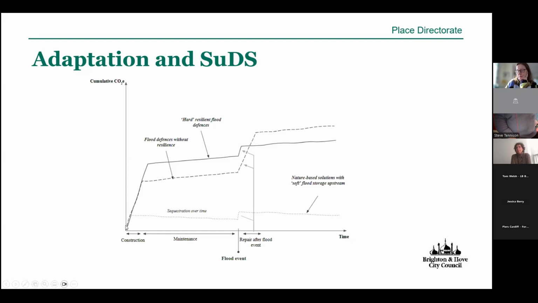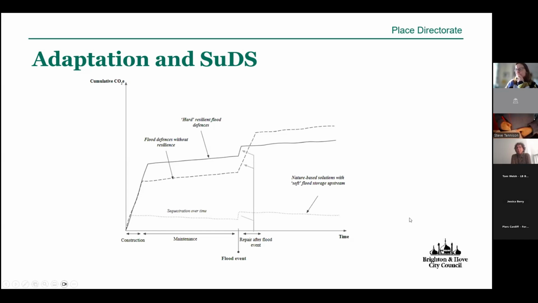Whereas if we have a SuDS solution, probably there's a lot less carbon emitted in the construction compared to hard engineering. Over time, because we have plants growing there, where there may have previously been an impermeable surface, we may even get a small amount of carbon sequestration. And if the SuDS is doing its job, again, there's not a huge amount of repair and damage that needs to happen after the flood event.